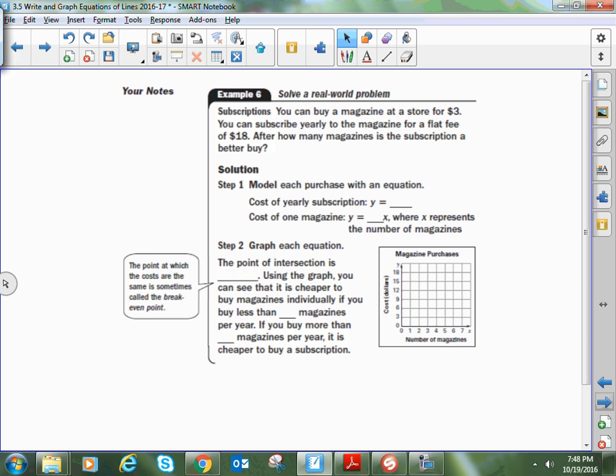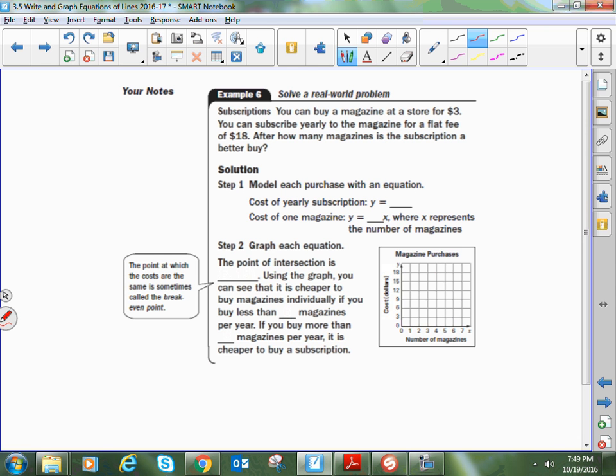Okay. So here's another kind of modeling thing. This one is actually, there's almost a tie-in here for what you did with systems of linear equations in Algebra 1. So you're buying a magazine at a store. It costs $3 every time you buy it. Like you're standing in line at H-E-B, you see the Inquirer, and you're like, oh, hey, just pick that up, $3. But you could also buy a subscription to it for $18, and you get one every month for $18.